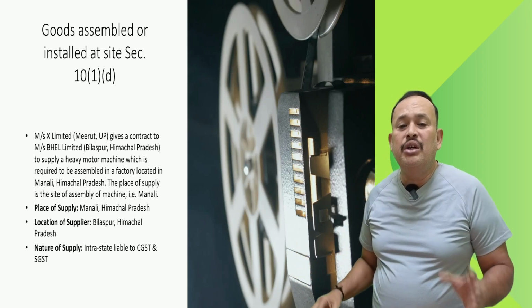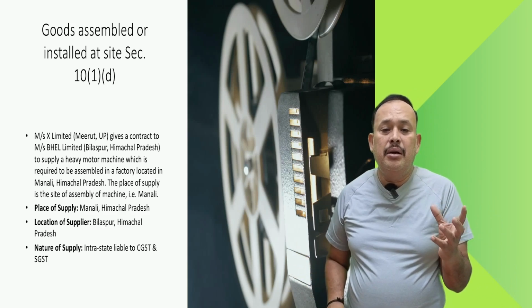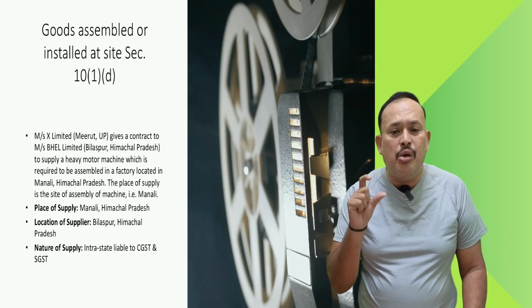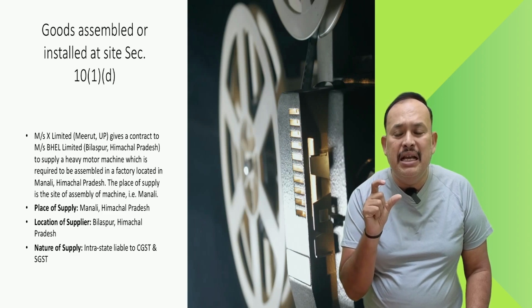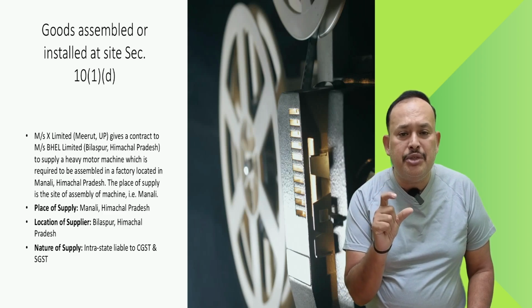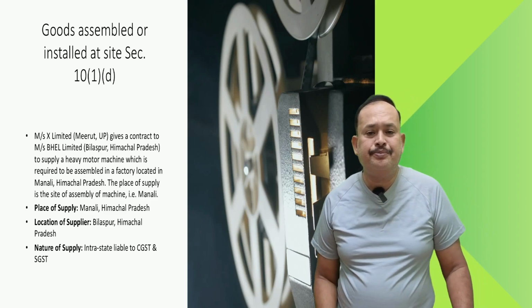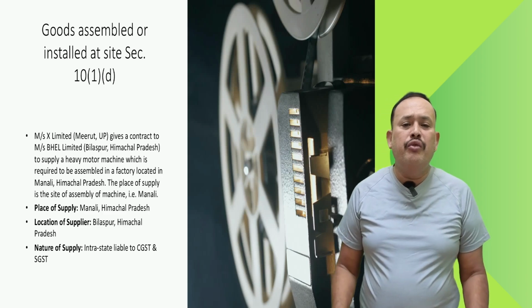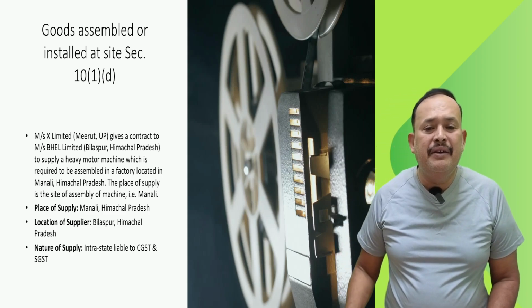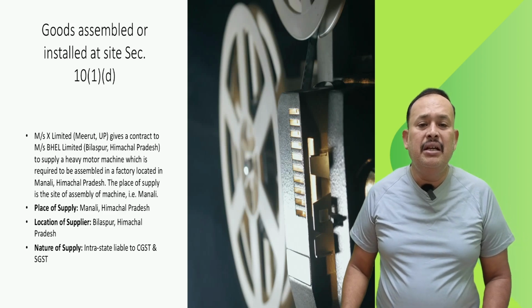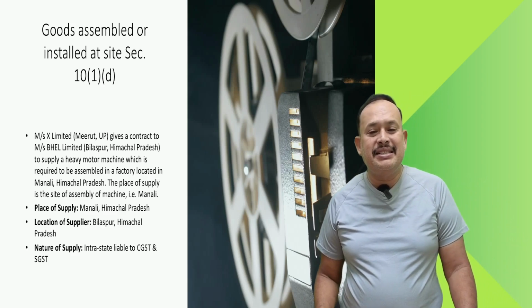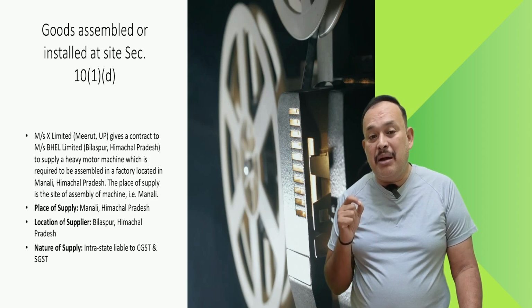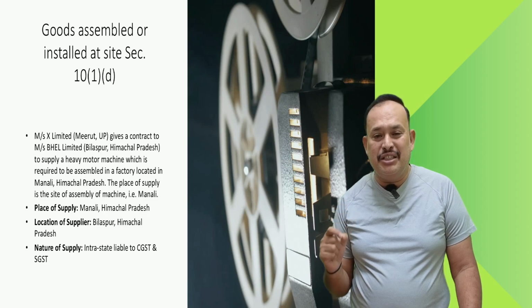Example in front of you: Eximited, Meerut, Uttar Pradesh, gives a contract to BHEL Limited, Bilaspur, Himachal Pradesh, to supply a heavy motor machine which is required to be assembled in a factory located in Manali, Himachal Pradesh. So, who is the supplier? BHEL from Bilaspur, Himachal Pradesh.